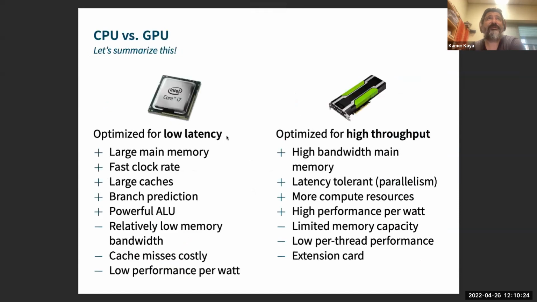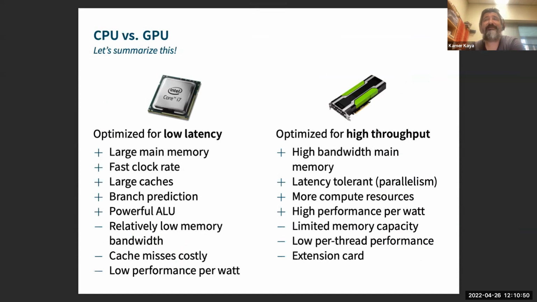Okay, so CPU versus GPU, let's summarize. CPUs are optimized for low latency. There is a large main memory, fast clock rate, large cache, branch prediction, and powerful ALU. Relatively low memory bandwidth. Cache misses are very costly. You want to reduce them as much as possible, believe me. And low performance per watt.